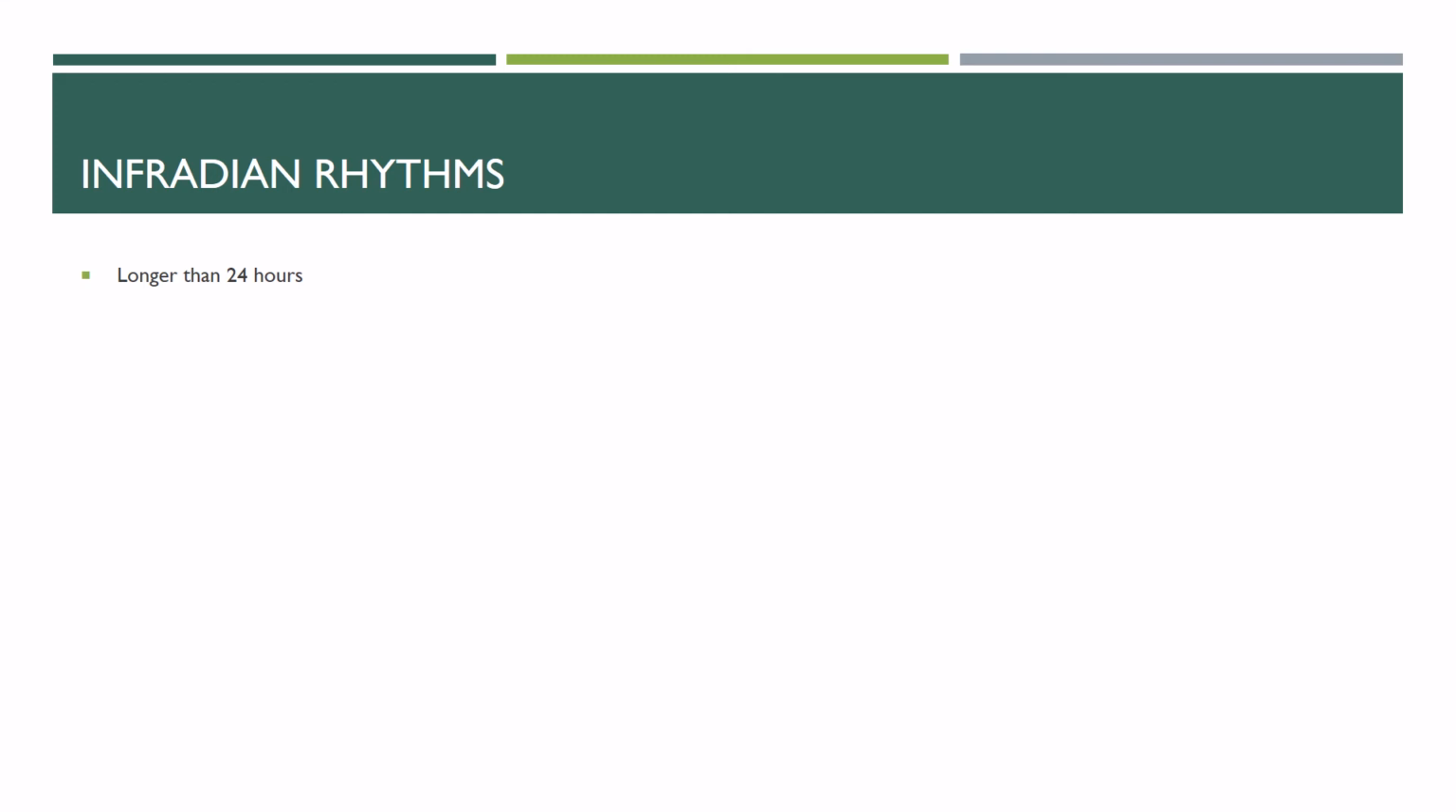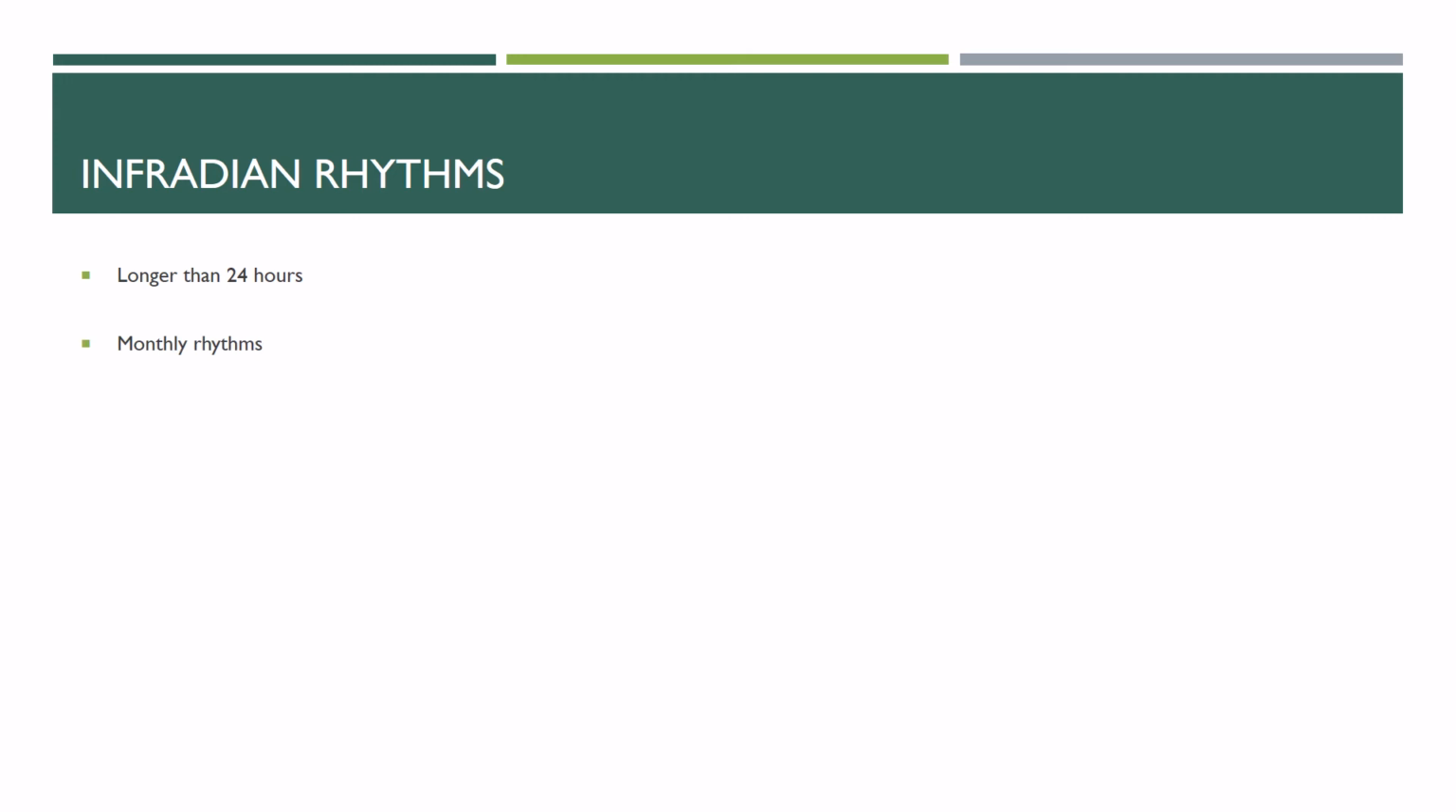The way I remember that infradian rhythms are over 24 hours is because next week you'll look at ultradian rhythms, and that is U for ultradian, U for under 24 hours. So circa circadian, about a day, ultradian, U for under, and then infradian's the only one left, so over, longer than 24 hours.